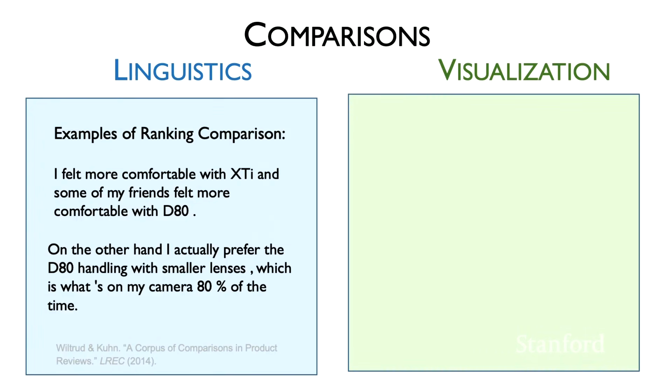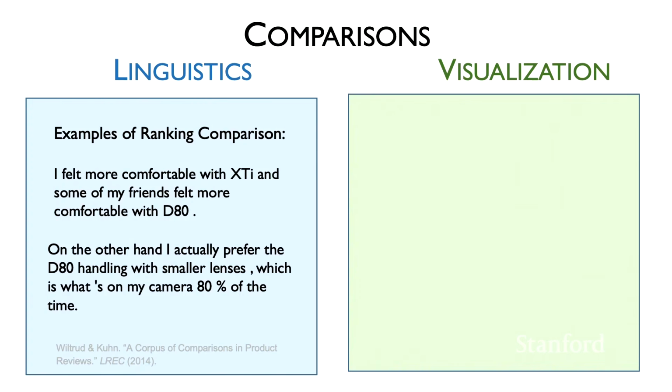I felt more comfortable with XTI, and some of my friends felt more comfortable with D80. So what is this comparison saying? It's very nuanced and subtle, like which is better. It's actually talking about comfort and friends. On the other hand, I actually prefer the D80 handling with smaller lenses, which is what's on my camera 80% of the time.